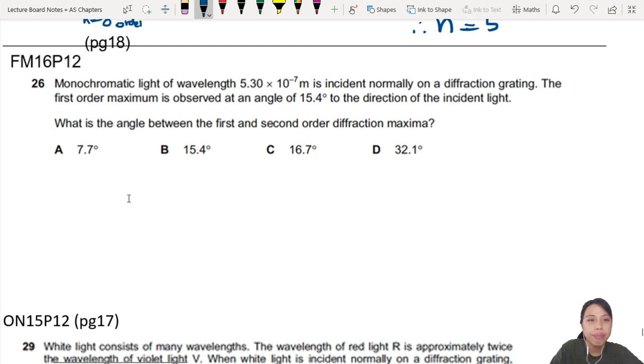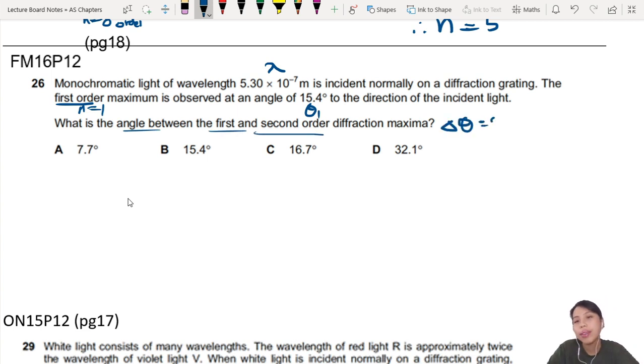Okay, almost there. Next one's on page 18. Monochromatic light is incident on the diffraction grating. First order maximum is observed at an angle to the incident. This one looks easy, but has a small trick. They give you lambda, very nice. They give us the first order angle. But now they ask you the angle between the first and second order.